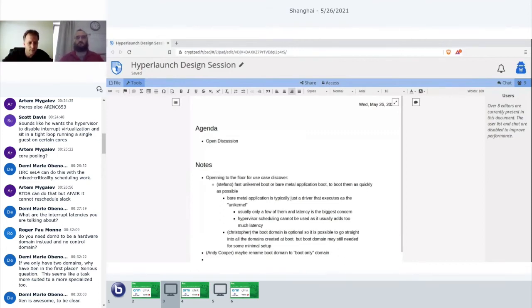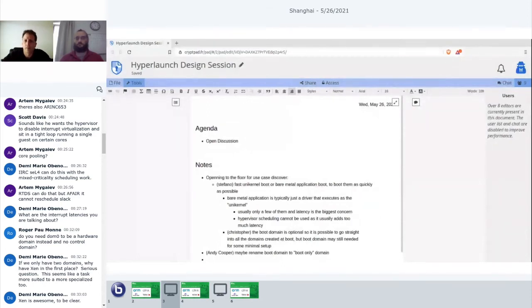So the ARINC 653 scheduler was mentioned in the chat. Artem, have you got experience with using that for particular configurations? No, we didn't use it. We use RTDS, and we also used it when we played a little bit with full preemption for Xen. I think you've seen it, but not with ARINC. It's very, how to say, special for its own niche.